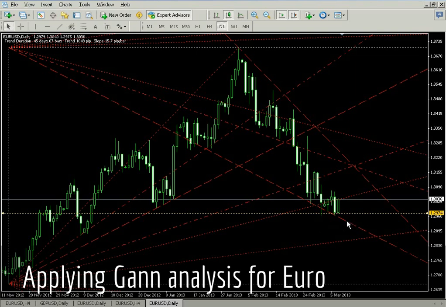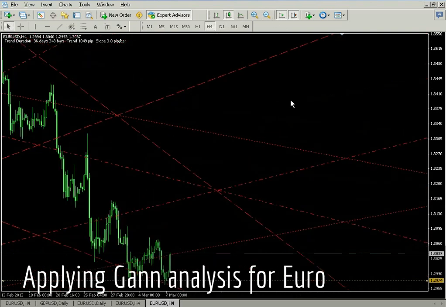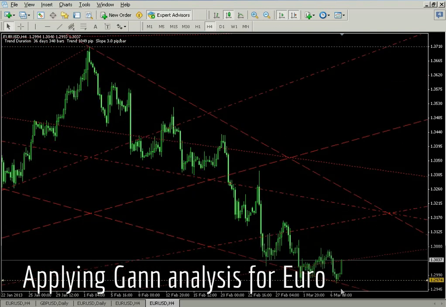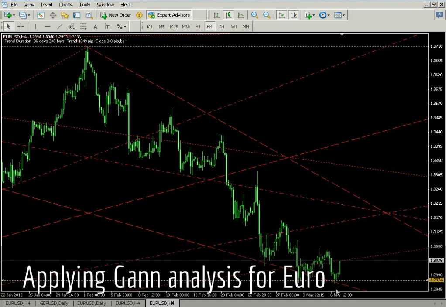So price dropped a little bit more and just touched this line and rose quickly. Let's look at the lower time frame, 4 hours. So we saw that very exactly price touched this line, bounced up, and now it's at another Gann's line.